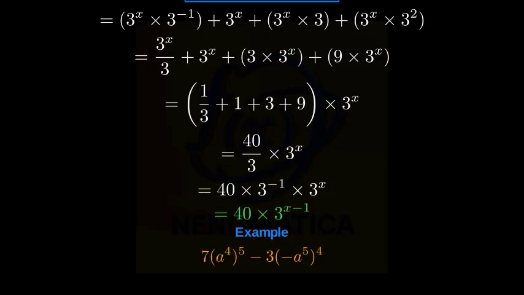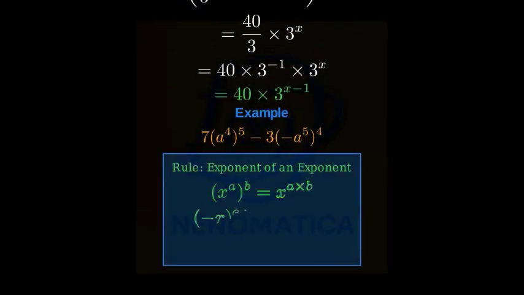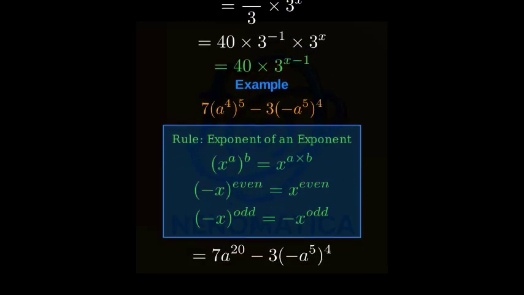Here we have 7 times (a^4)^5 minus 3 times (-a^5)^4. For this problem, we'll apply rules for exponents of exponents and calculations with powers. Let's review these rules. Let's start by simplifying the exponents.